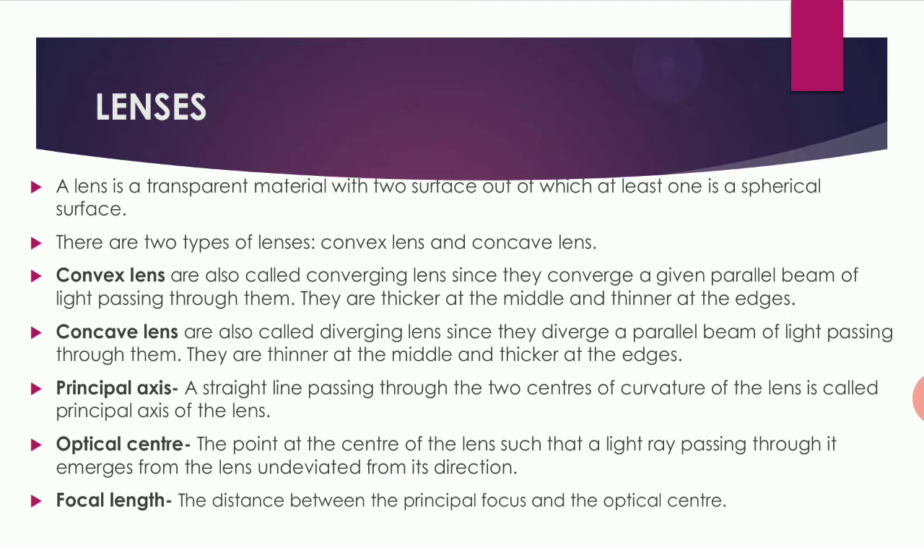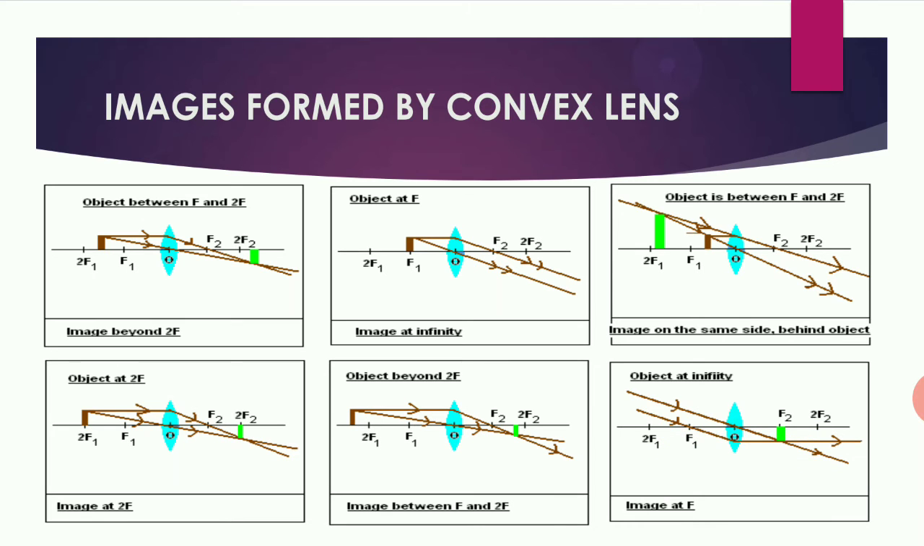Next, focal length. The distance between the principal focus and optical center is called the focal length. Next, image formed by the convex lenses.